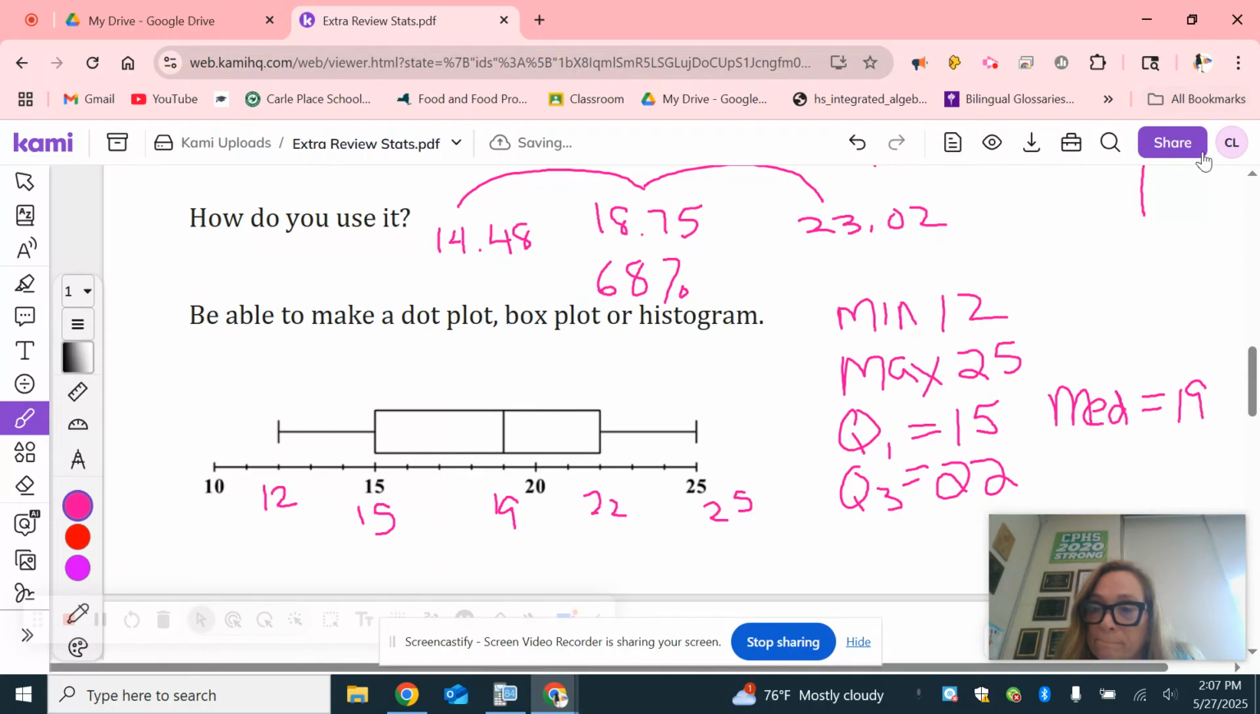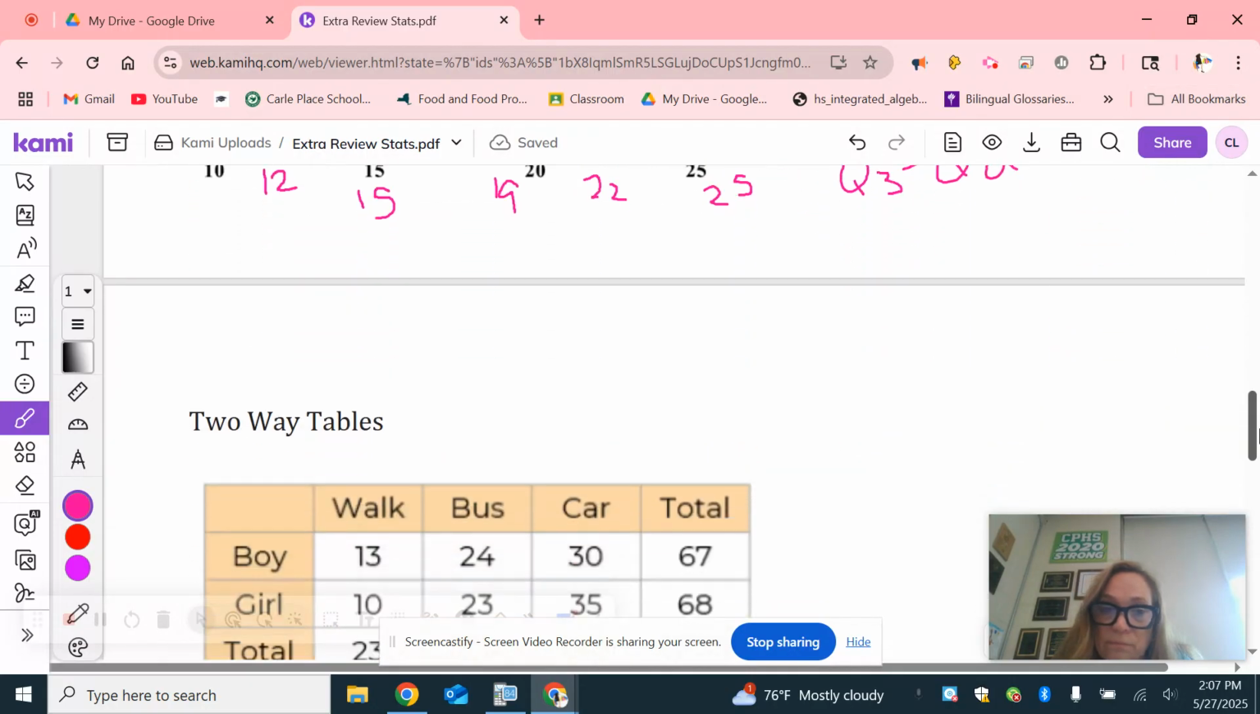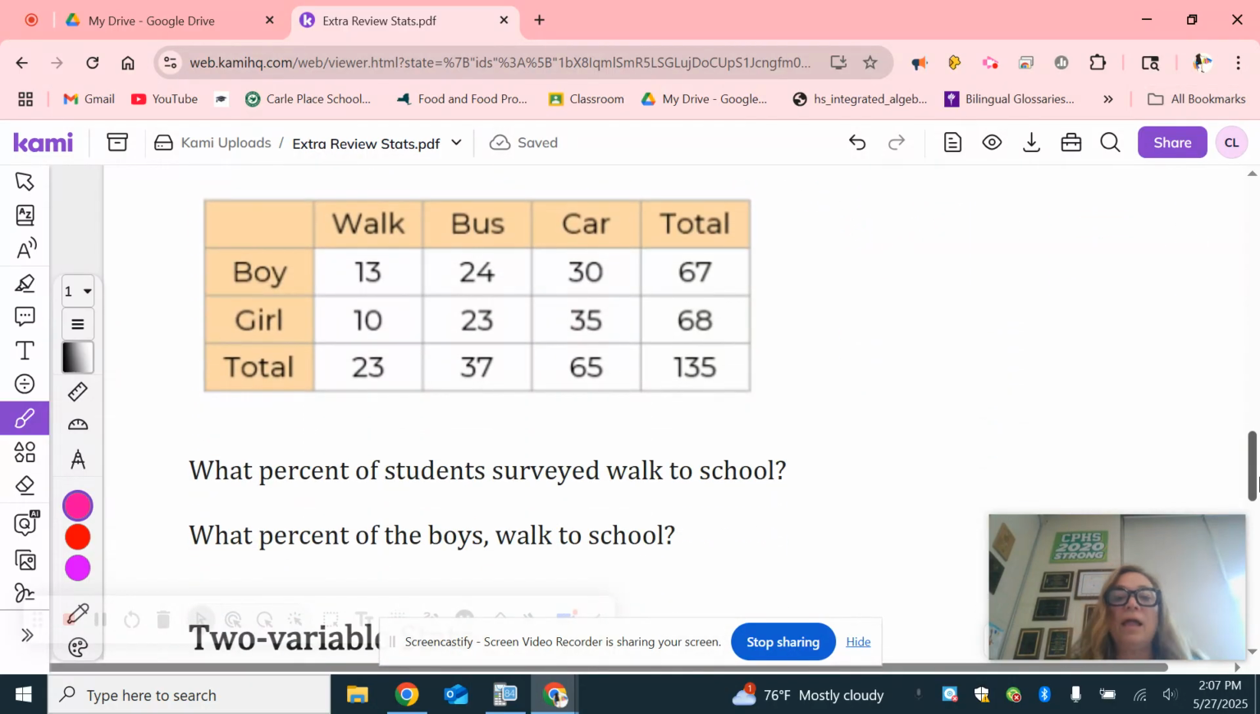Okay? All right, a two-way table. Basically, somebody asks 2 questions. Are you a boy or a girl? How do you get to school? So they summarize all that data into a chart. What % of students surveyed? So there were 135 students surveyed.